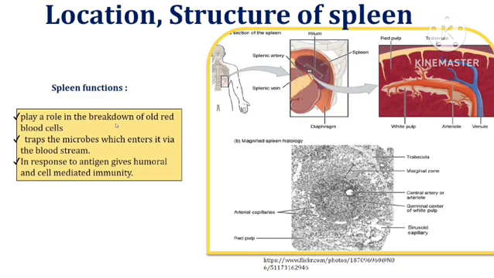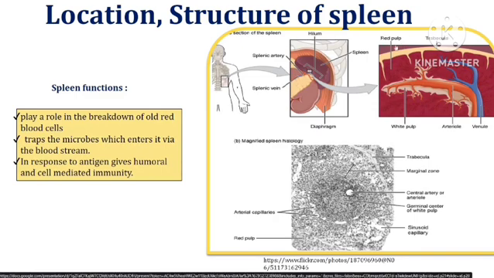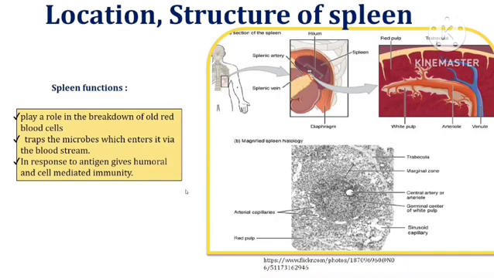What are the functions of spleen? It plays an important role in the breakdown of old red blood cells, because red pulp takes part in the destruction of old red blood cells. It traps the microorganisms which enter the bloodstream and gives immune response either in the form of humoral immunity or cell-mediated immunity. Sometimes both types of immunity are initiated against the antigens.